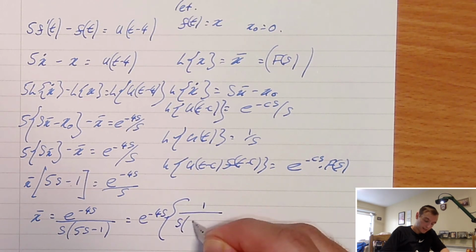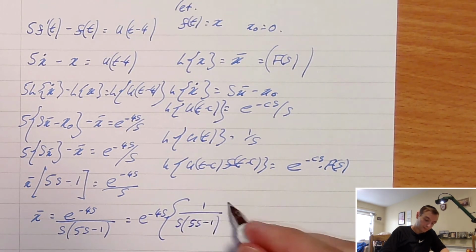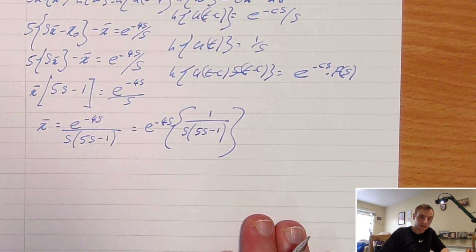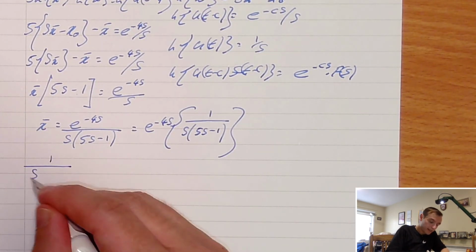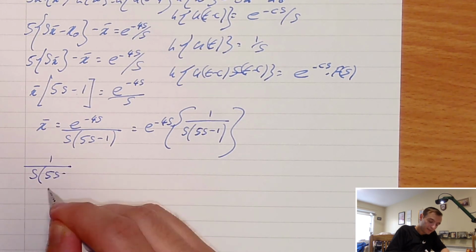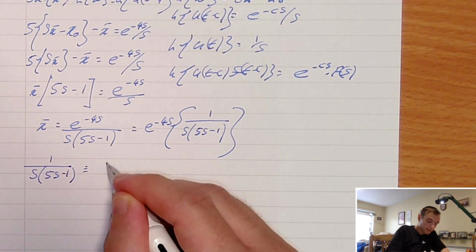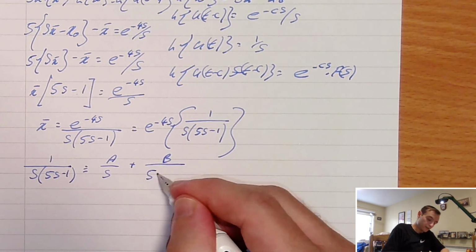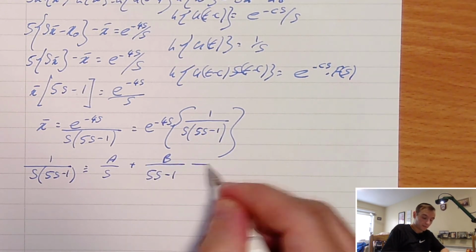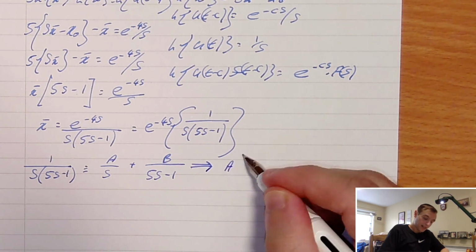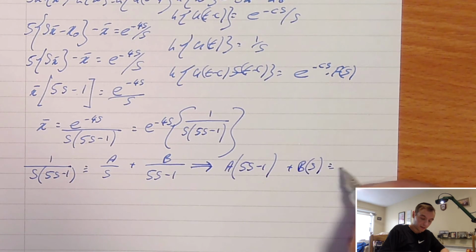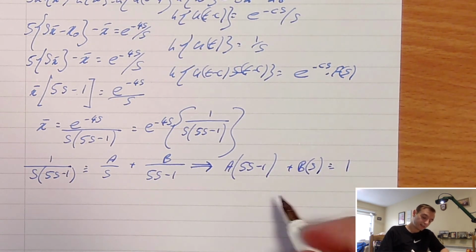1 on s(5s minus 1). And now we can say in the partial fraction notation that 1 on s(5s minus 1) is going to be identical to A on s plus B on 5s minus 1. And that implies that A(5s minus 1) plus Bs equals 1, identical to 1 for all values.